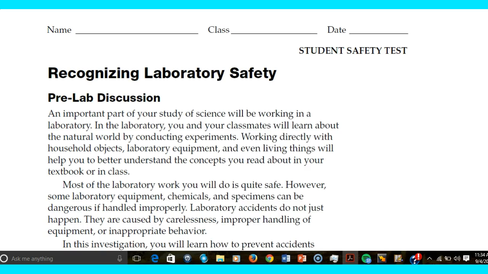Most of the laboratory work you will do is quite safe. However, some laboratory equipment, chemicals, and specimens can be dangerous if handled improperly. Laboratory accidents do not just happen. They are caused by carelessness, improper handling of equipment, or inappropriate behavior.